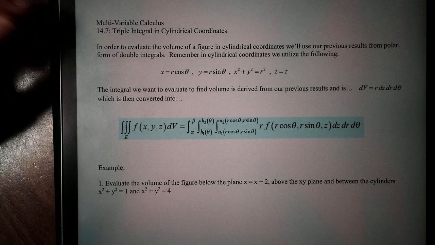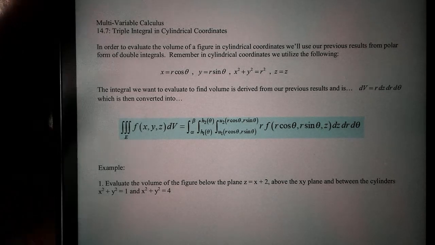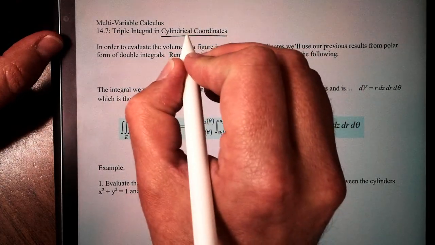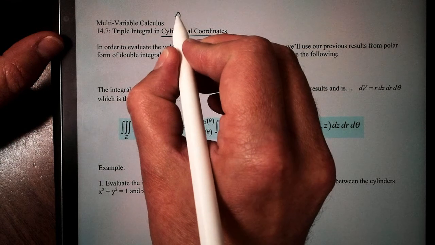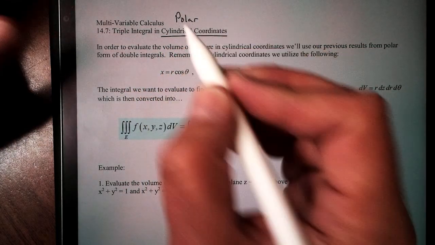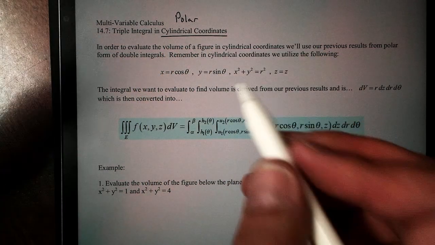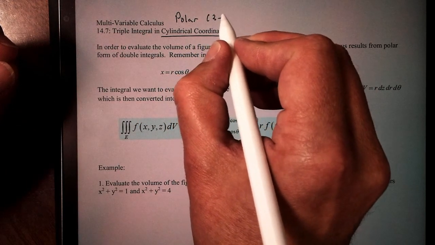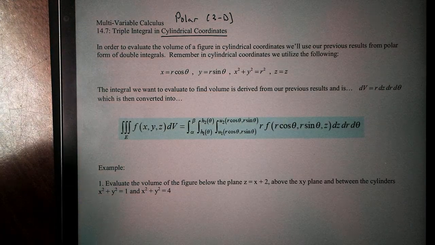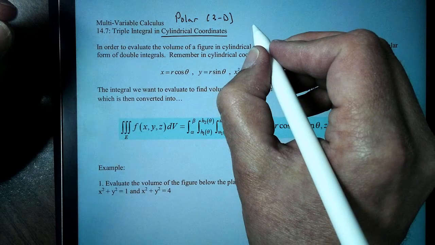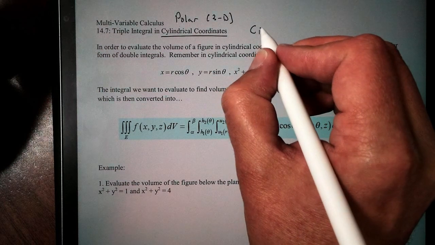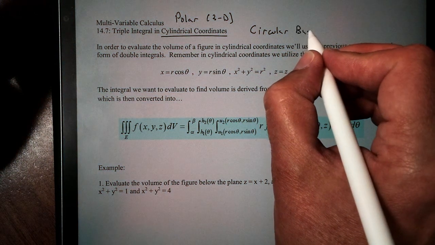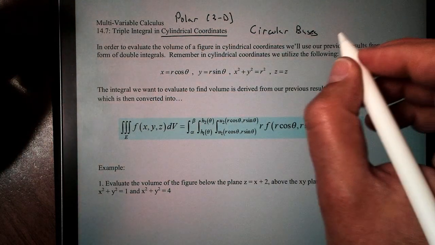Hello there, welcome back. Today we are going to be looking at volume with triple integrals, where we're going to look primarily at using cylindrical coordinates. Now, cylindrical coordinates are very similar to our polars that we talked about earlier, but whereas polars are two-dimensional, cylindrical coordinates are going to give us a three-dimensional version of a polar equation. We're going to be using primarily circular bases, and we're going to find out very quickly why we like circular bases and cylindrical coordinates.